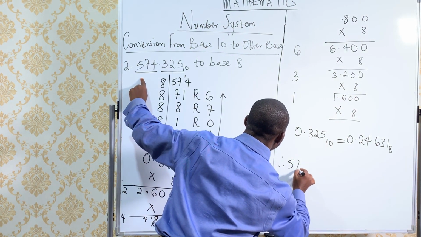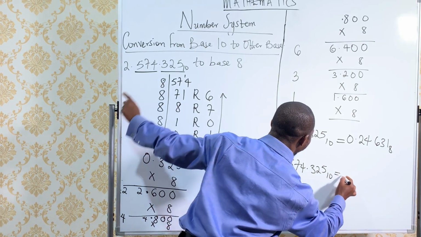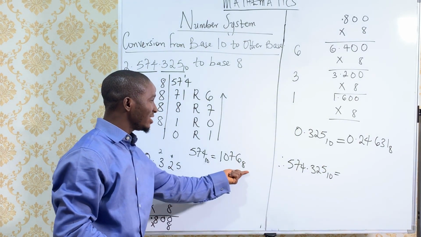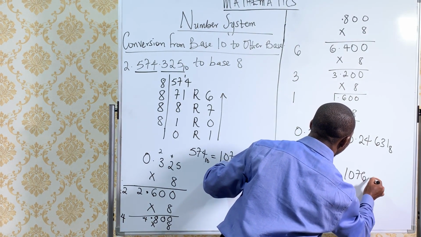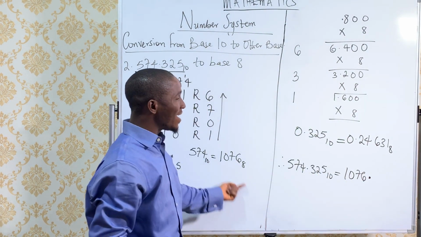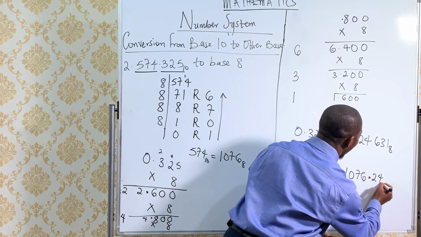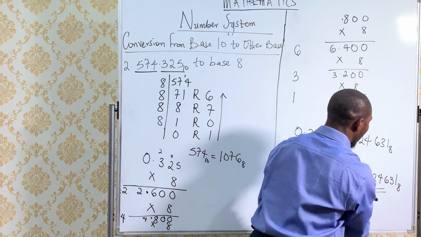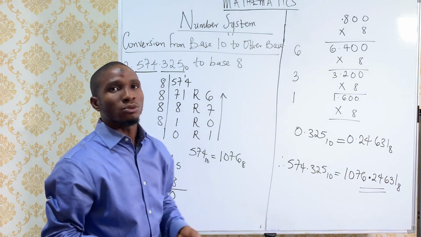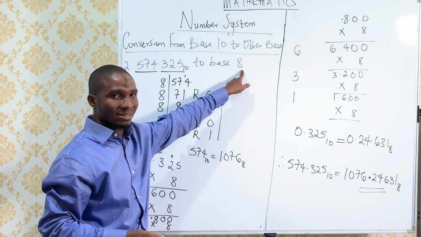Therefore, 574.325 in base 10 is equal to the integer part, which is 1076, added to the decimal part, which is 24631 in base 8. Now, this is applicable to any other base that you want to convert to. This is just to base 8.